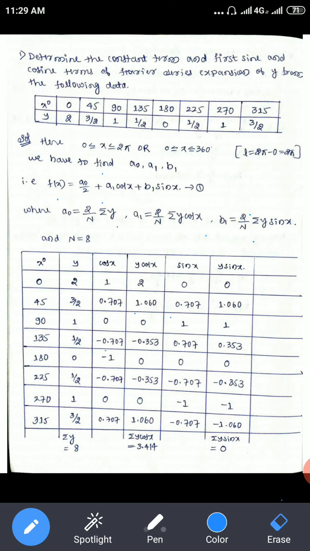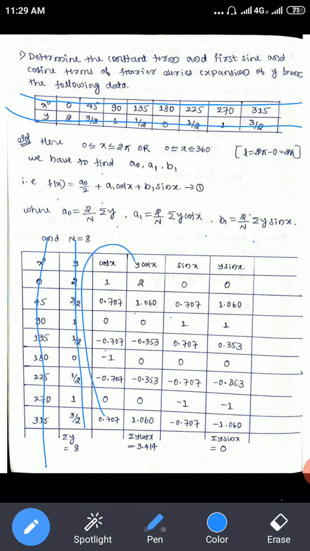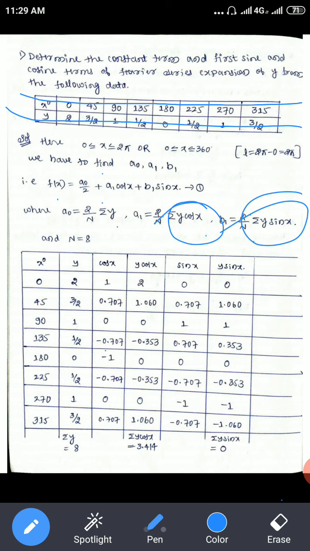Okay, so next thing is that x naught, this vertical thing you write horizontally. One more thing I'll tell you, this column and this column, if you want write it, otherwise no need. So what I will write is cos of x. See here everyone, I want y cos x, y sin x, because I want the summation of those values.